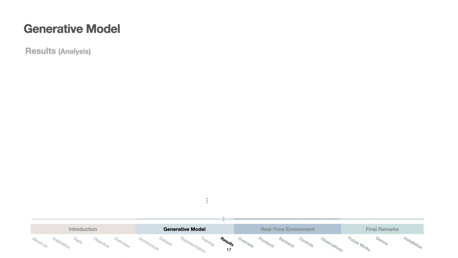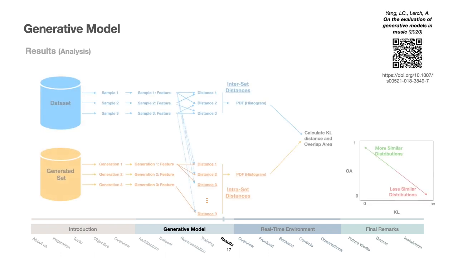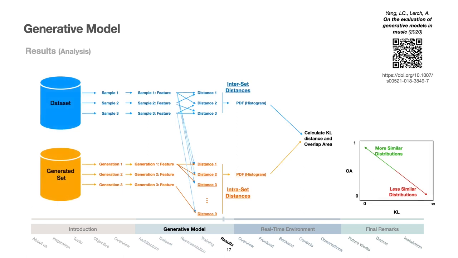Before moving on, I should mention that we haven't yet conducted a subjective analysis of the quality of the generations. However, we have done some extensive objective statistical analysis of the generations. These analyses were done using the methodology proposed by Yang and Lerch in the paper linked here. I will not discuss the results of the analysis here, as a detailed overview is provided in the paper. However, what I want to mention here is that our analysis confirmed that the trained model was capable of generating examples that were reasonably close to those of the training set.